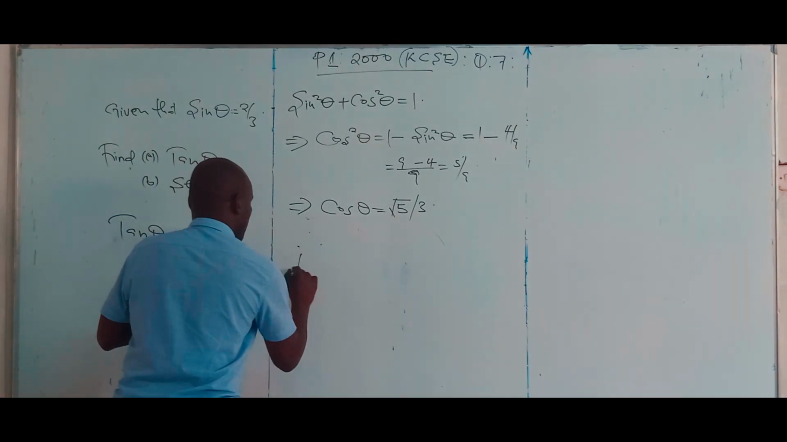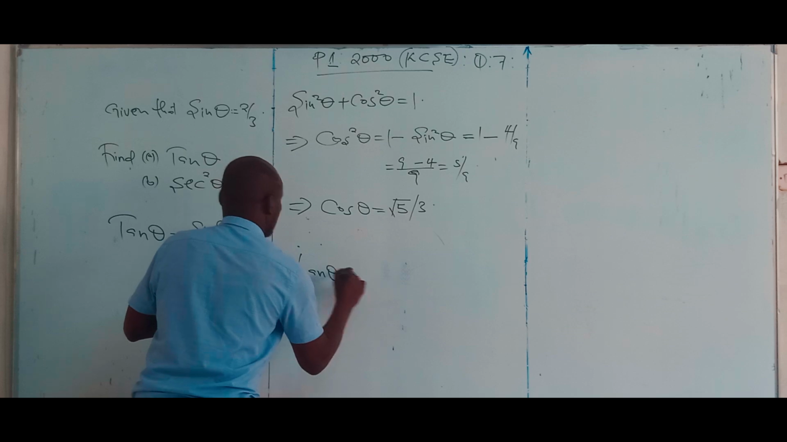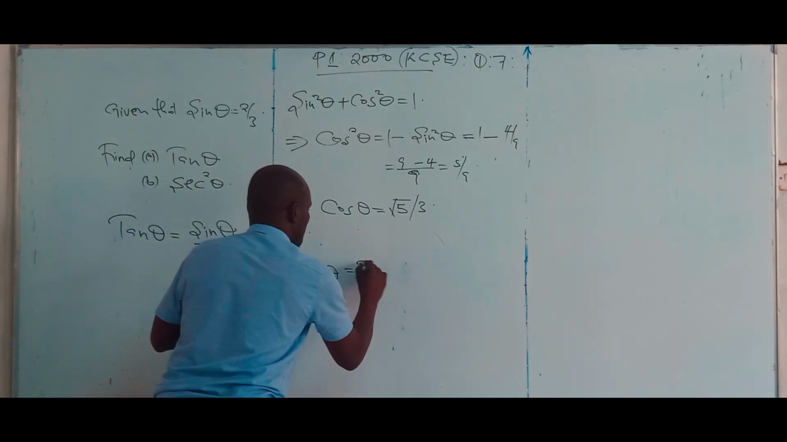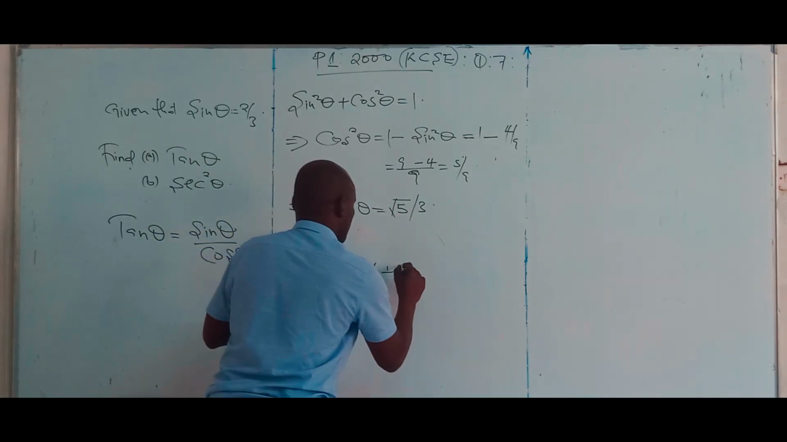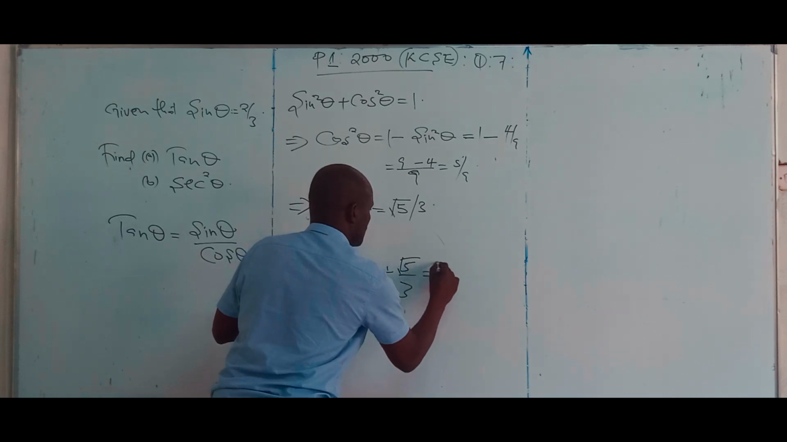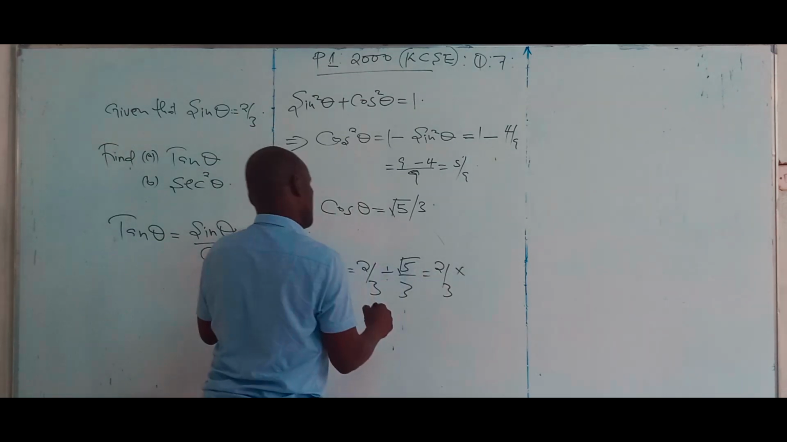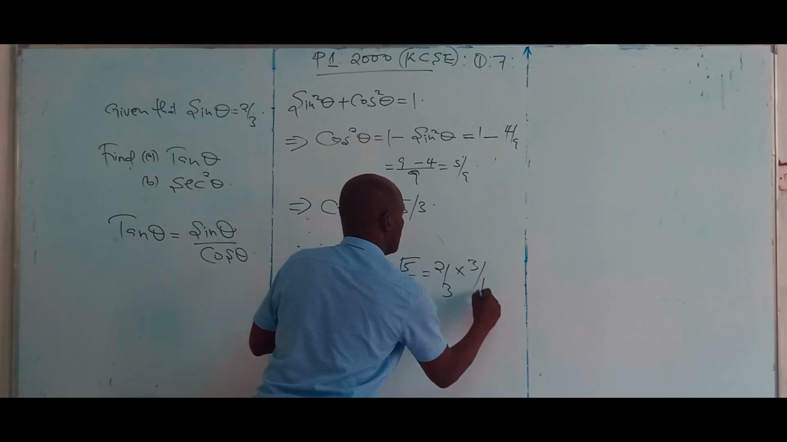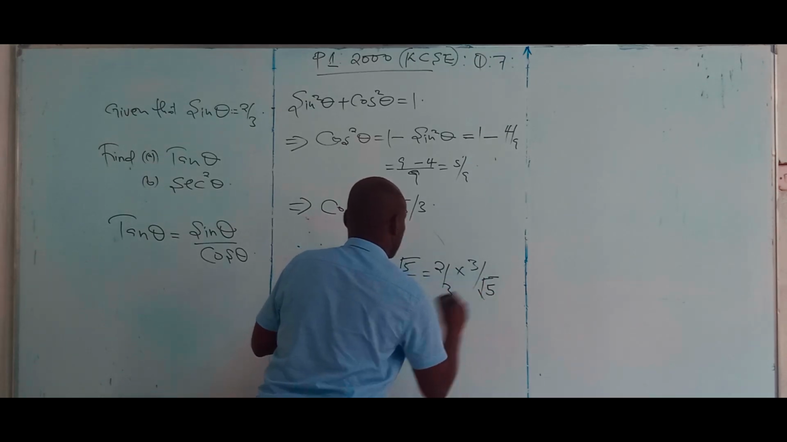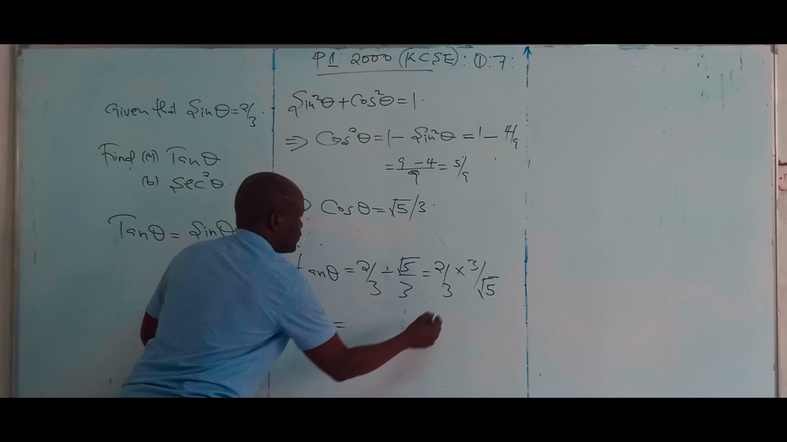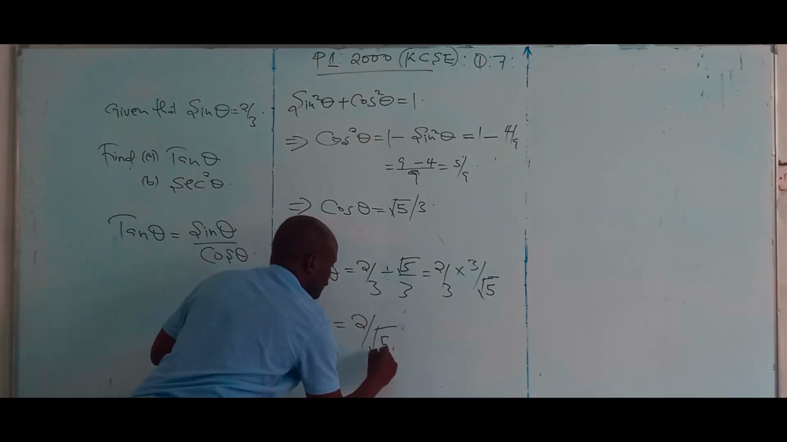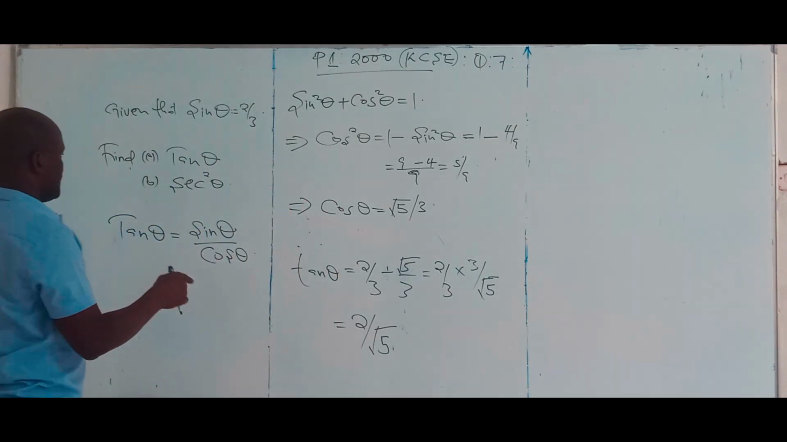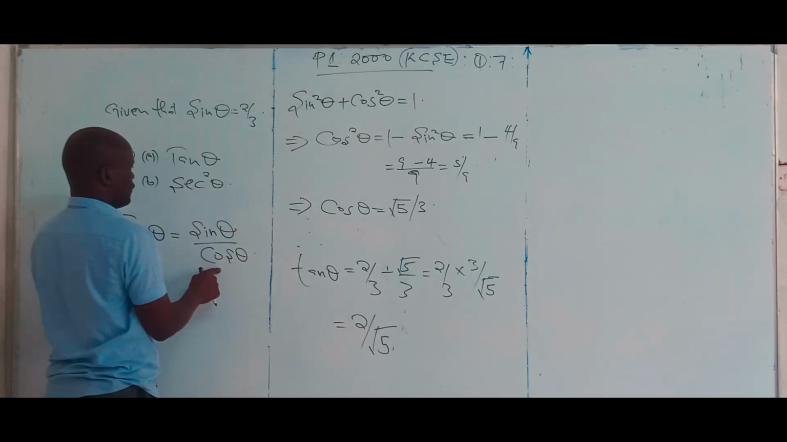Therefore, tan theta will be sin theta, which is 2/3, divided by √5 over 3, which is 2/3 times 3 over root 5. And that is 2 over root 5. So tan theta is 2 over root 5.